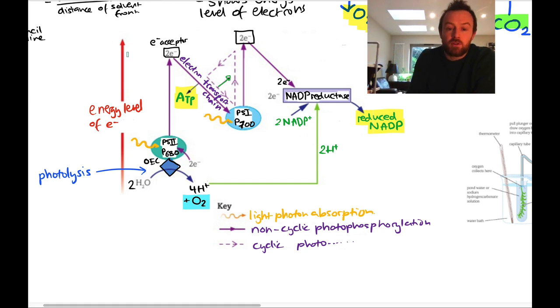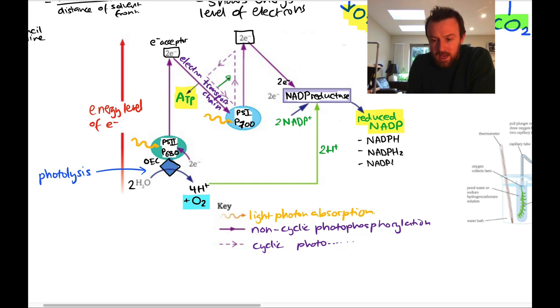The hydrogen ions end up being used by the enzyme NADP reductase and stuck on to reduce NADP. Okay? Reduced NADP, by the way, this is going into a little extra detail. It's easiest just to call it reduced NADP because in different textbooks it's written different ways. Sometimes you'll see it written as NADPH, sometimes as NADPH2, and even sometimes as NADPH plus H plus, all in a box like that. Just be aware of that.